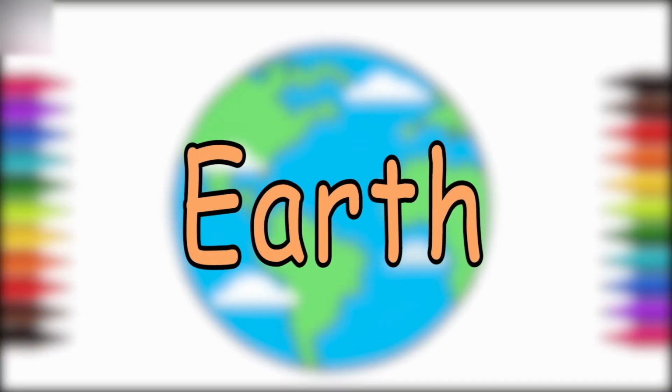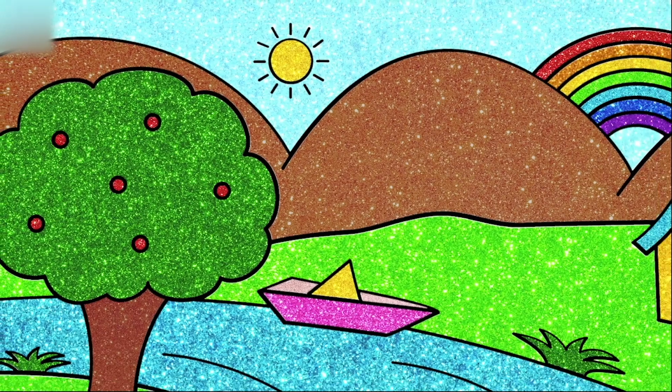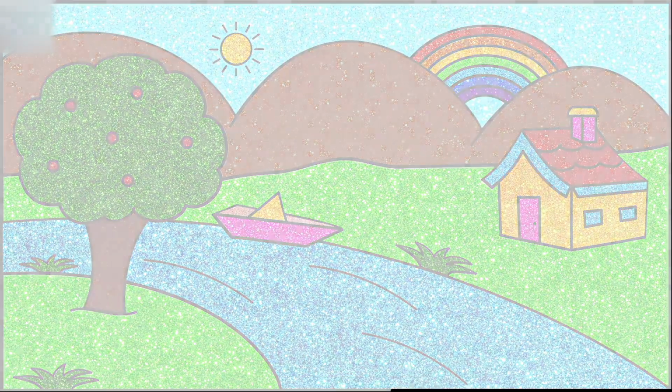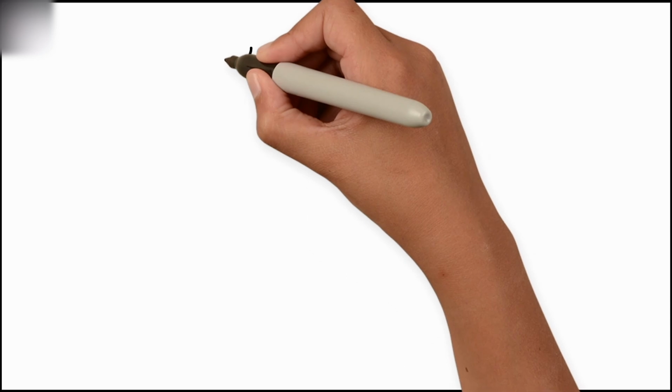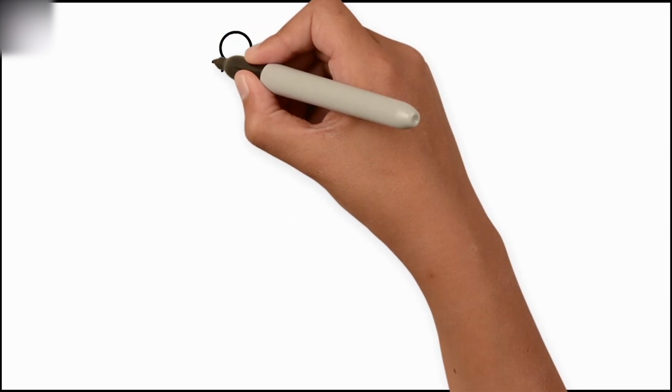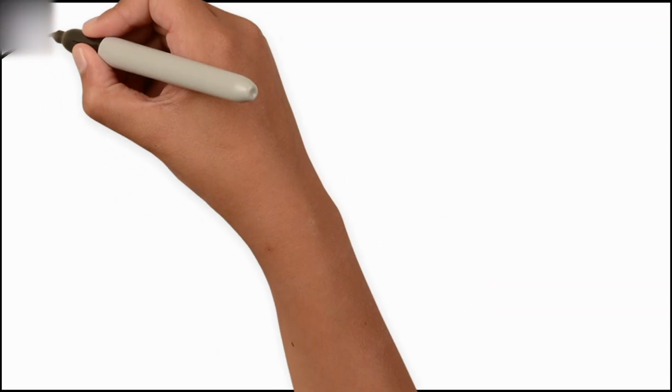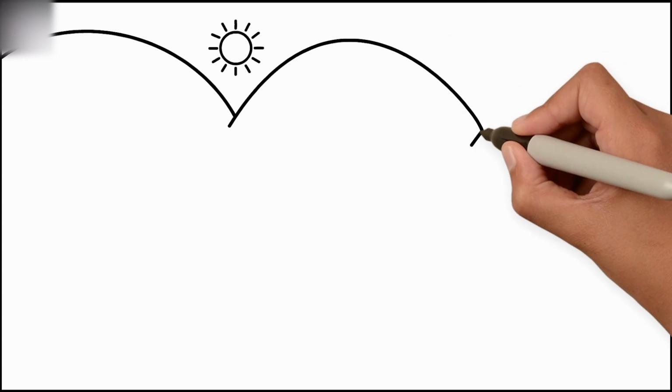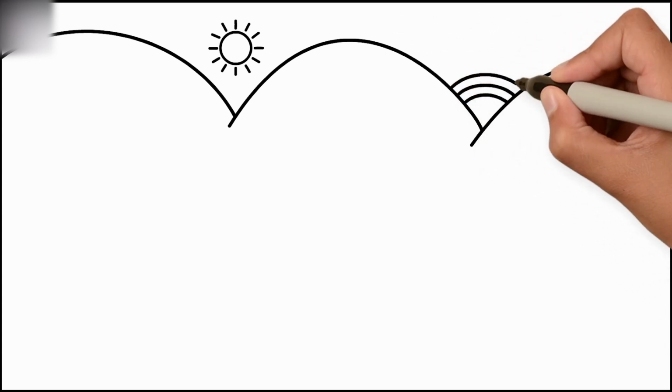Our planet. Hi kids, how are you today? Look at this beautiful scenery. Are you ready to draw and paint it with me? Fantastic! Right, we're going to start by drawing the sun. It's easy, just a circle with some rays. Now some curvy lines for hills and a rainbow in between two of them.